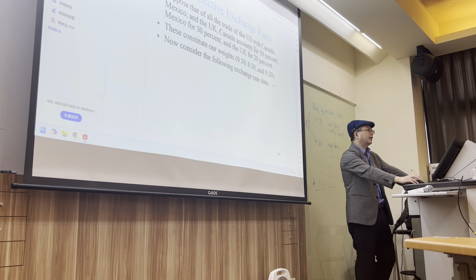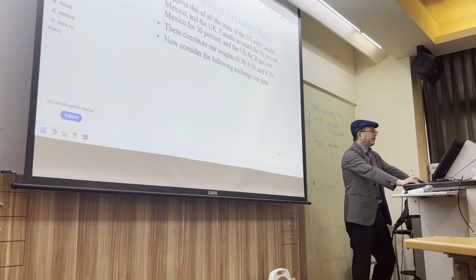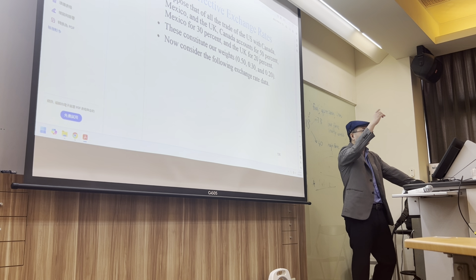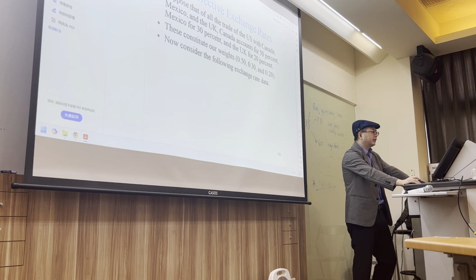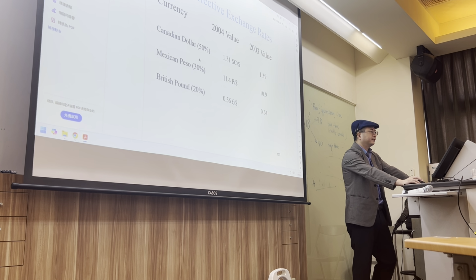And then in such case, Canada accounts for 50% of the trade, Mexico accounts for 30% of the trade, and the UK accounts for 20% of the trade. Okay, and the total will be 100 for sure. So these numbers will constitute our weights, right? 50, 30, and 20. Now let's consider the following exchange rate data.